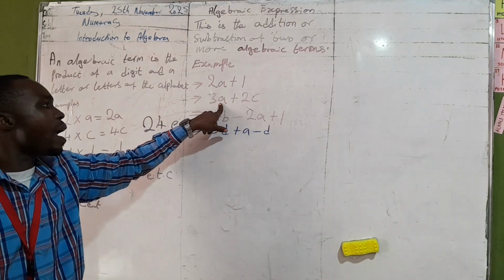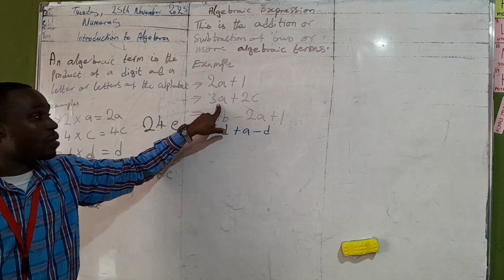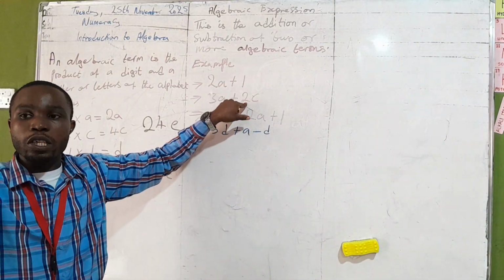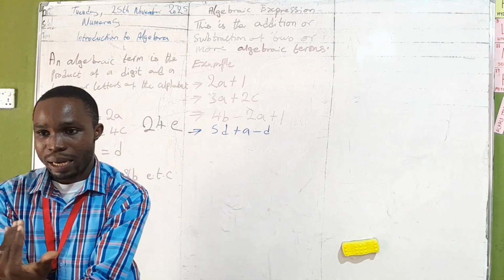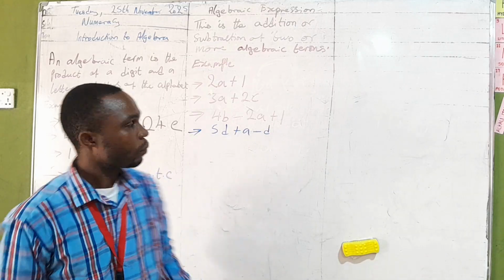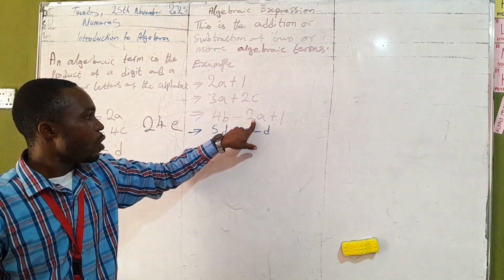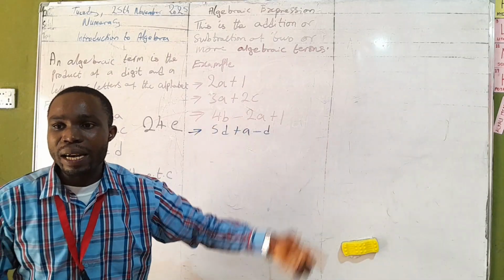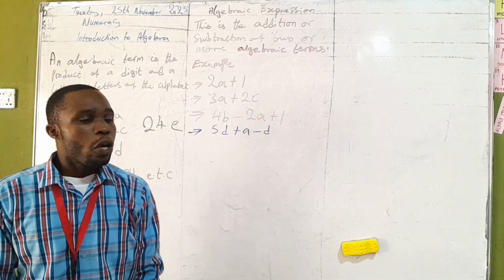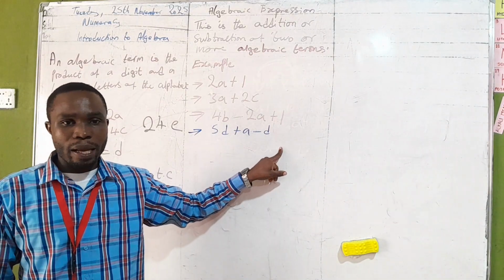Look at this: 3a plus 2c. 3a is an algebraic term. 2c is another algebraic term. You see them added together. It forms an algebraic expression. 4b minus 2a plus 1. This is another algebraic expression. Is that taken? So you see now, this is another algebraic expression.